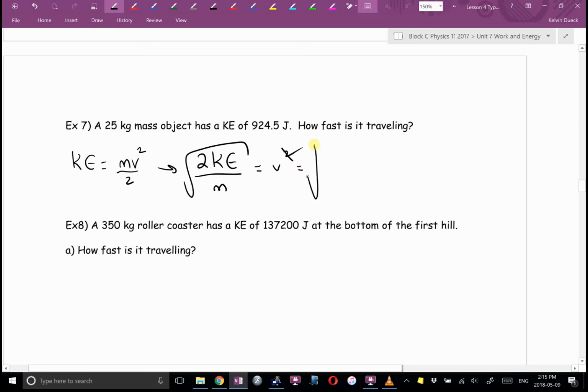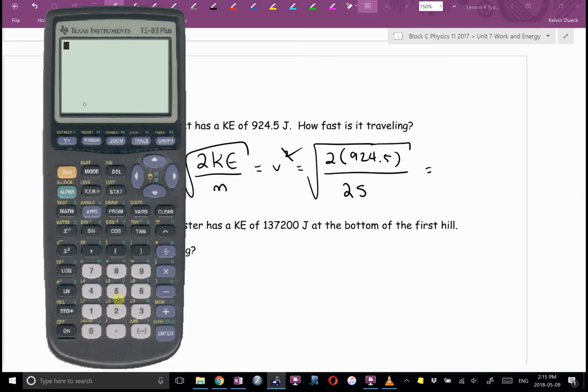So if we plug in numbers, it's going to be 2. The kinetic energy was 924.5. M is 25. How do we type these? Do you remember? I always suggested I type what's inside the square root first. 2 times 924.5 divided by 25 equals, and then I go square root, answer button. Some of you that have the newer calculators, I think Tristan's, for example, when you hit the square root button, it might do a lovely little indentation and a little box, in which case you can just do it in one step, but mine doesn't. You get 8.6?